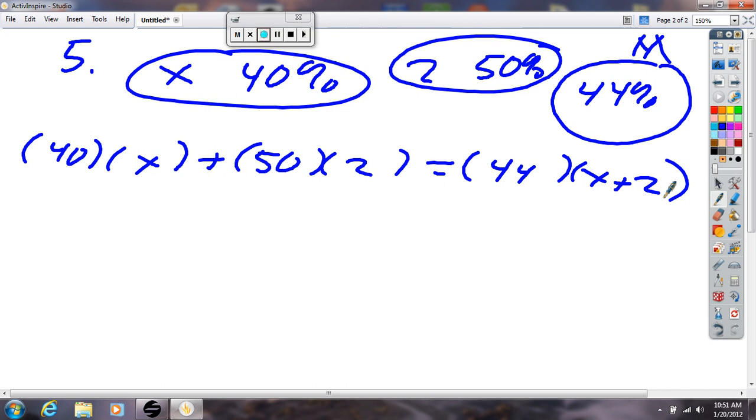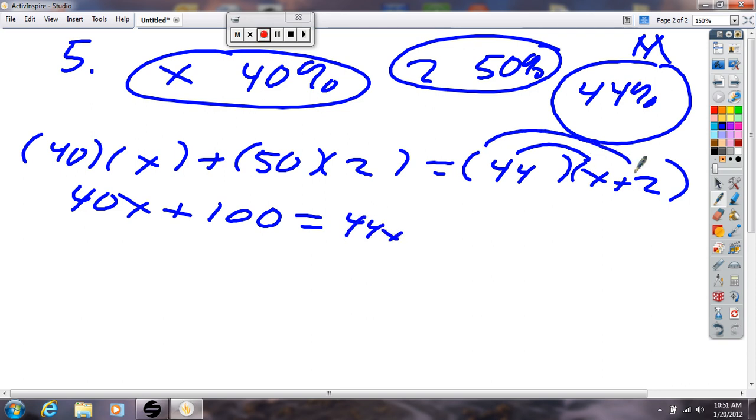And so we do what? 40X plus 100 equals 44 times X. And then 44 times 2. I get this. Which ones do I have to move? Am I moving this one? 44. Or this one? The 44. Does anybody move the 40? No? Have we talked about that?